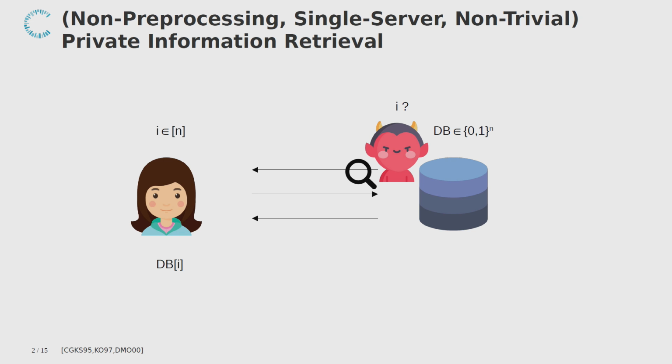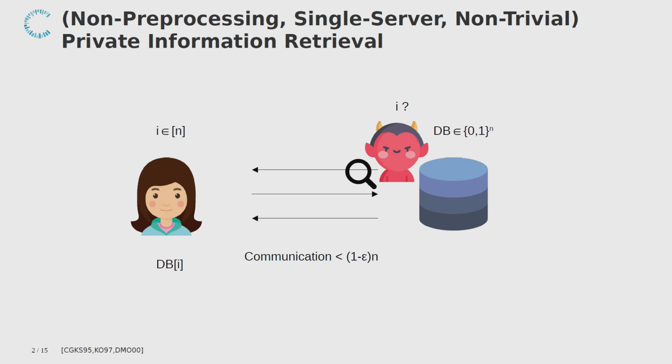And to make it not easy, the communication also needs to be less than the entire database. If this wasn't the case, the server could just send over the entire database and the problem would be solved. And now, as you can see in the title of the slide, there's a bunch of adjectives.